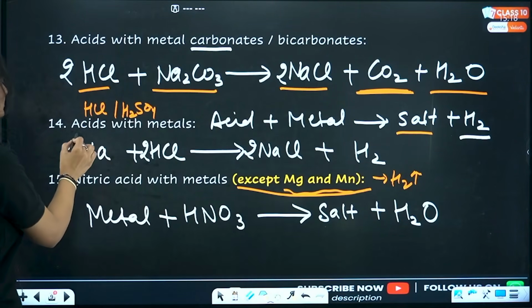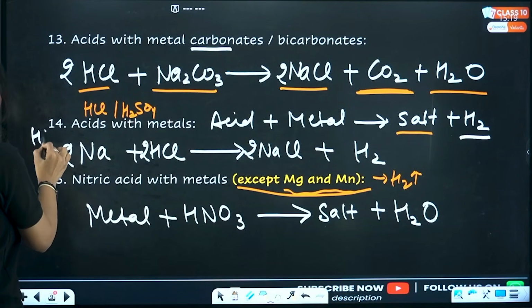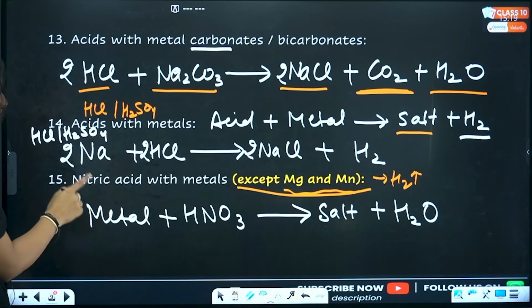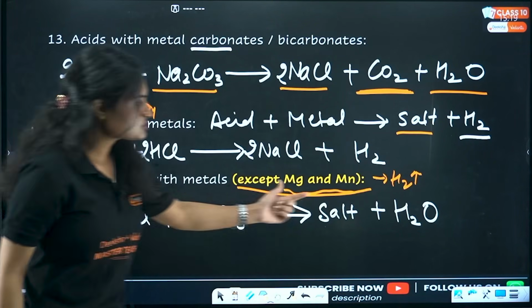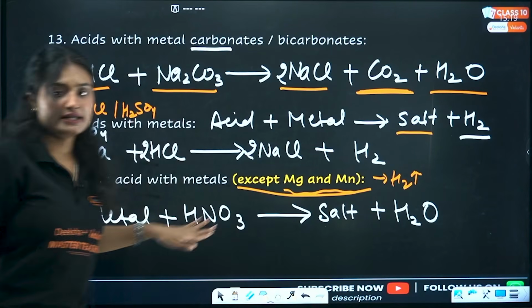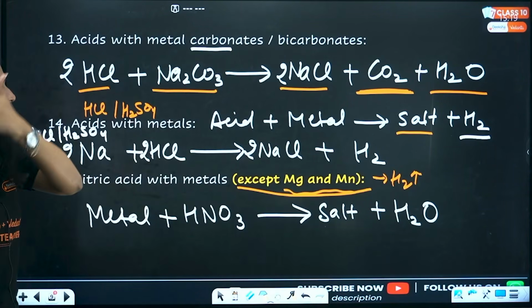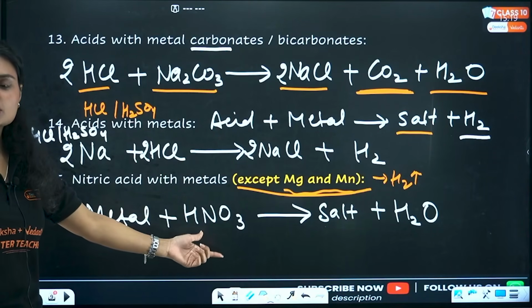This is applicable for only two acids, HCl and H2SO4. With HNO3, the case is a little different. When you talk about nitric acid, only these two metals evolve hydrogen gas. Every other metal gives water. Why water? Because nitric acid is a strong oxidizing agent.